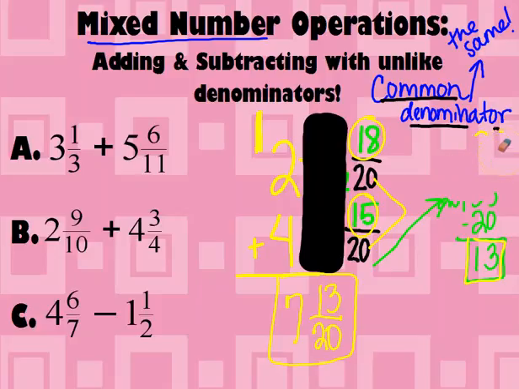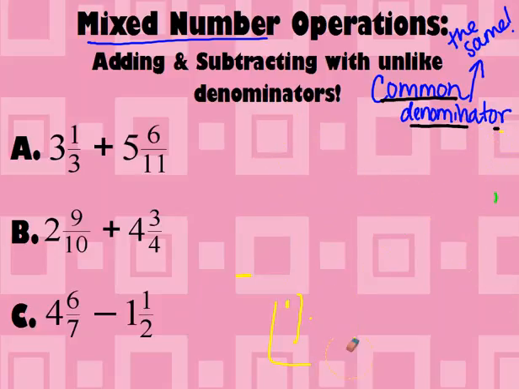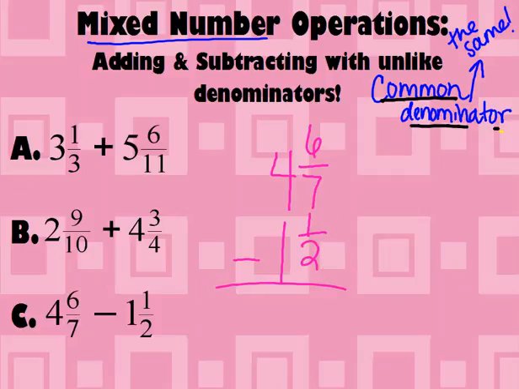So this last one is a subtraction problem, so let's take a look at that. Again, I'm sure you can already tell the very first thing we need to do is find a common denominator. So I want you to think about it for just a second. We have 4 and 6/7 minus 1 and 1/2. Think for just a second in your head. If you have a 7 and you have a 2, what do you think your denominator is going to be?